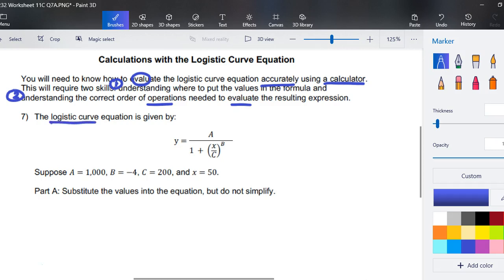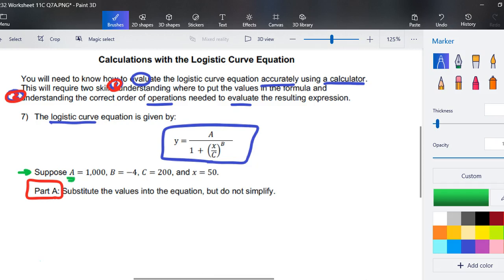The logistic curve equation is given by the formula you see here. You do not need to memorize this formula, but you do need to memorize these 2 things just mentioned. Number 1, understand where to put the values in the formula, and number 2, understand the correct order of operations that are going to be needed to evaluate this resulting expression. So notice the nice careful steps that we're about to go through. It says substitute these values into the equation, but do not simplify.